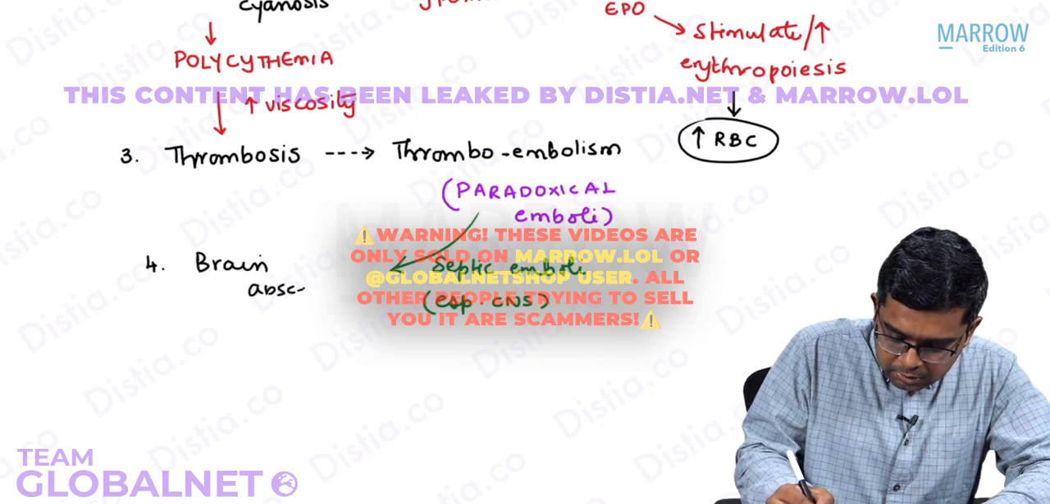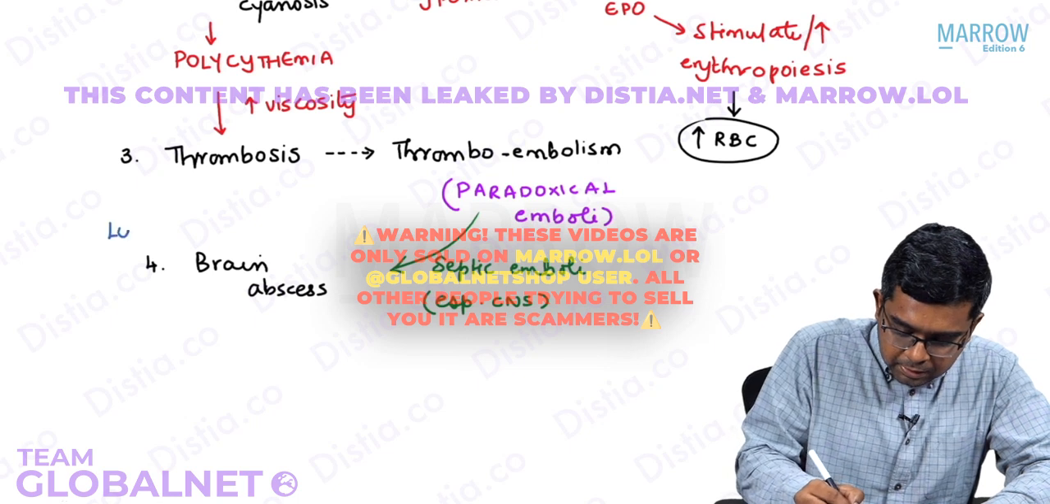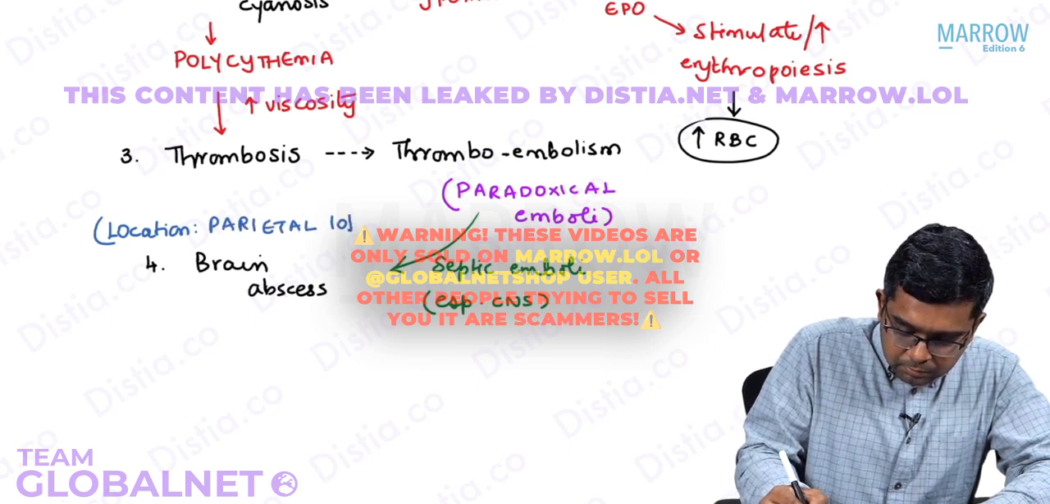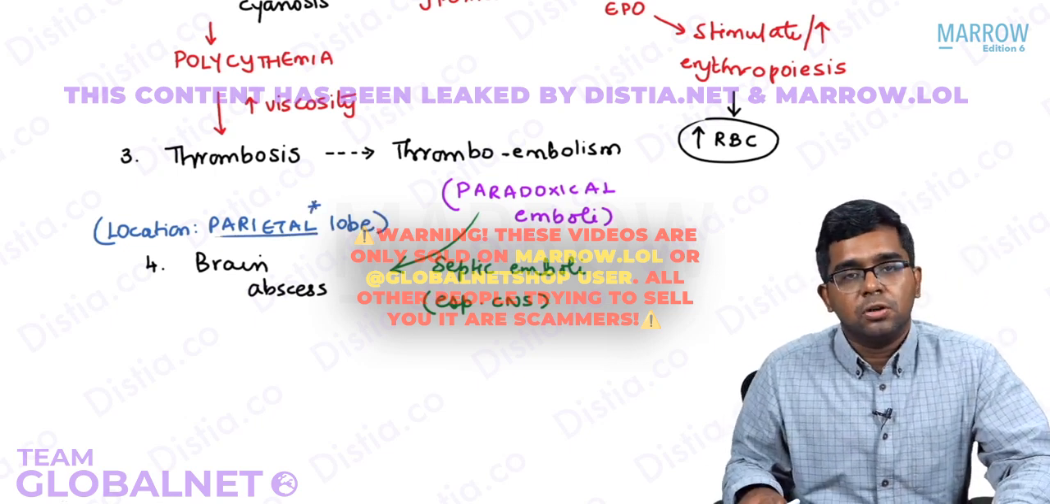Here is an MCQ question related to this. What is the location of brain abscess related to tetralogy of Fallot? It is in the parietal lobe. It's an important exam question. Okay, that is important. So that is the fourth complication.